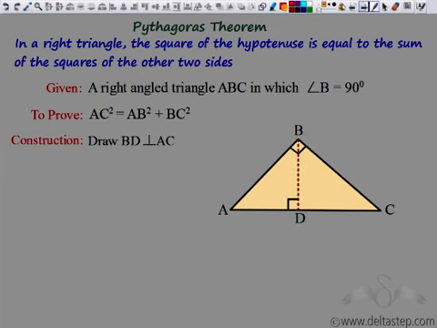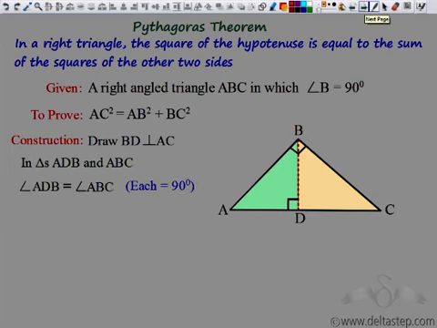So what I do is I draw a perpendicular BD. So BD is perpendicular to AC. Now let us look at the triangle ADB and this bigger triangle ABC. What do you see? Angle ABC is 90 degrees and angle ADB is also 90 degrees. So I can say that angle ADB is equal to angle ABC. Both of them are 90 degrees.